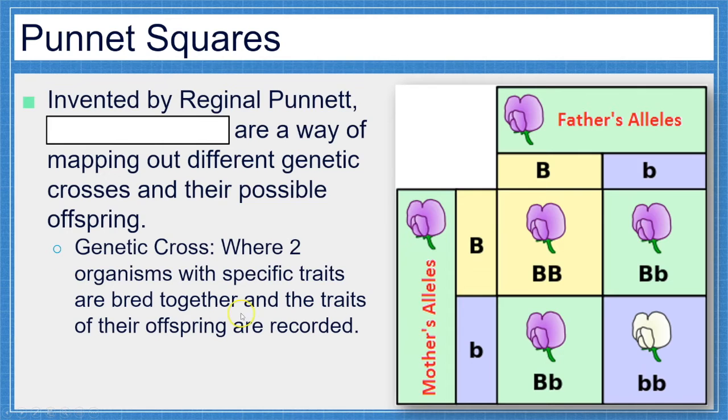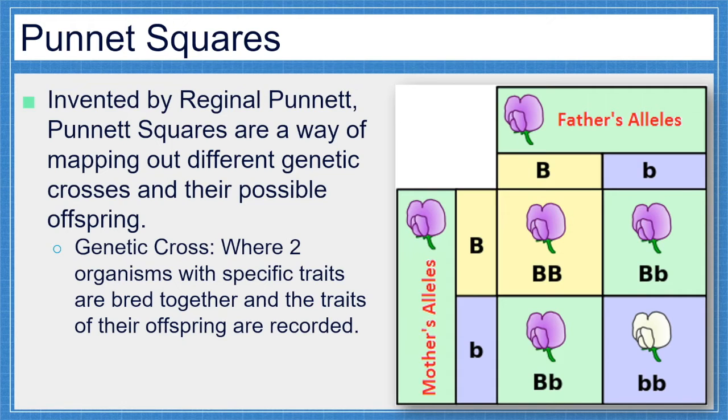Punnett squares were invented by Reginald Punnett, so they're actually named after him. And they're a way of mapping out different genetic crosses and their possible offspring. So one thing to remember here is a Punnett square is just what might happen. It's not that this will all definitely happen. If we've got two parents, a mum and a dad, and we combine them and they're going to have a baby together, be that human, animal, plant, or whatever it is, then for that baby, these are all the possible options that those parents could produce in terms of the genotypes, and then you can also work out the possible phenotypes from that.